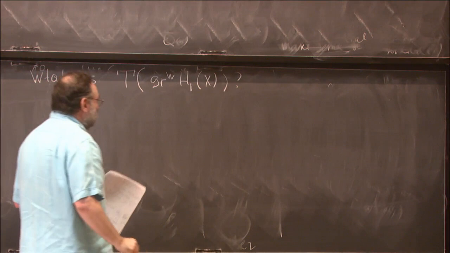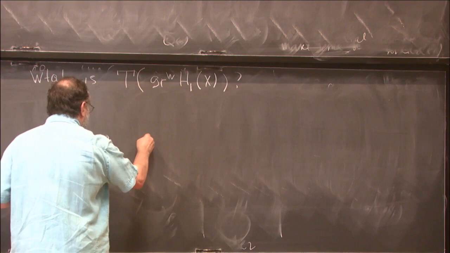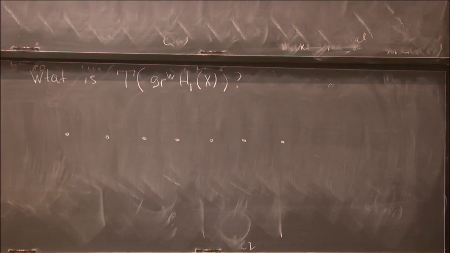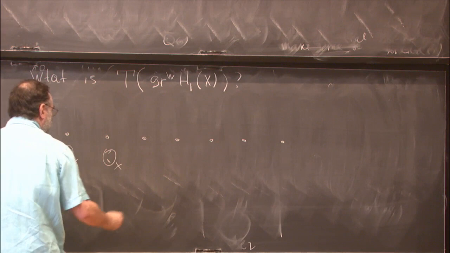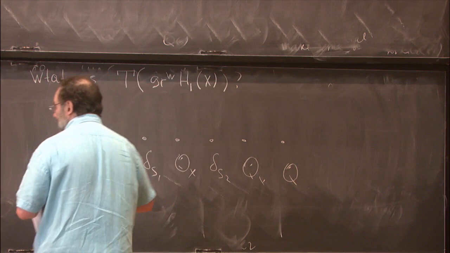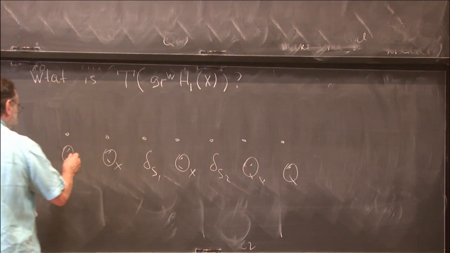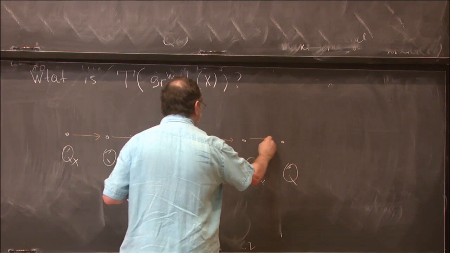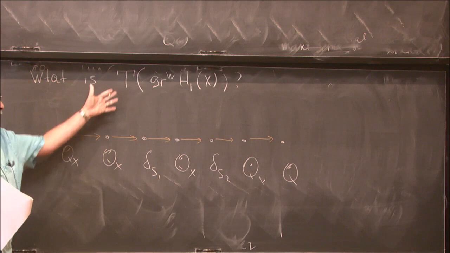We think about this again in the same kind of picture way. So we have lots of objects. Now we put them on a line. So this is maybe some QX, QX delta S, QX delta S1, S2, QX, QX. So we put a bunch of objects, and then we take the tensor algebra of the homology. So we put some homs between them. OK? So this is how sub-objects of the tensor algebra of Gr H1 work.